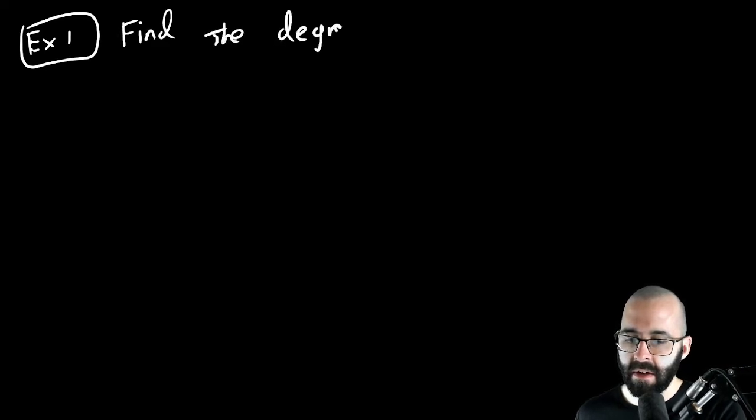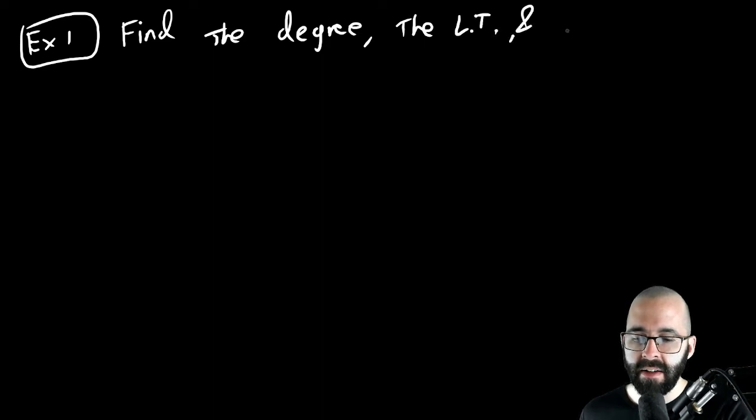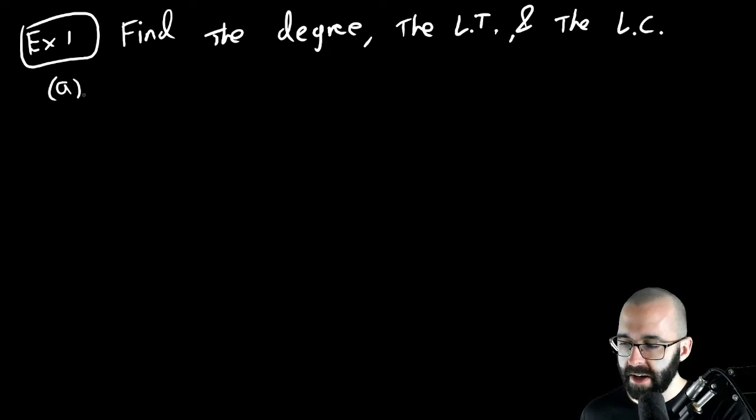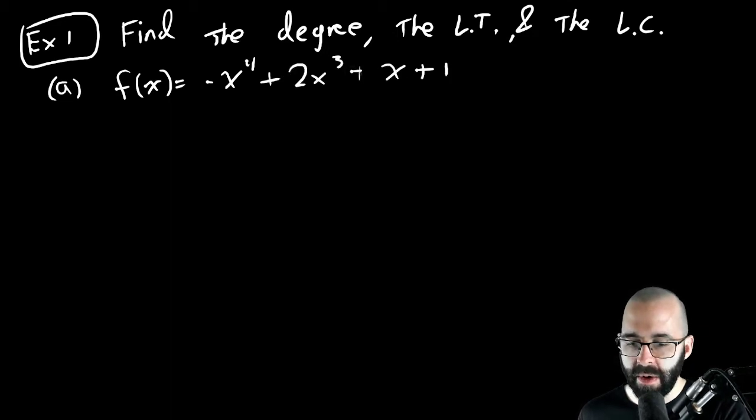Let's do some examples and use these definitions. Example 1, find the degree, the leading term, and the leading coefficient. Part A, f of x equals negative x to the fourth plus 2x cubed plus x plus 1.